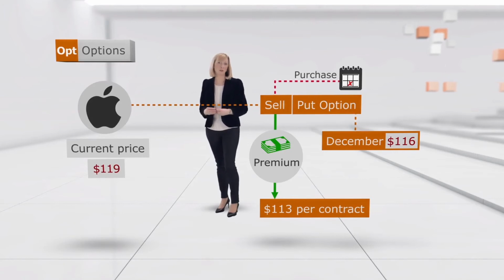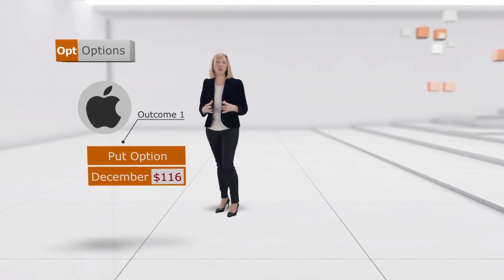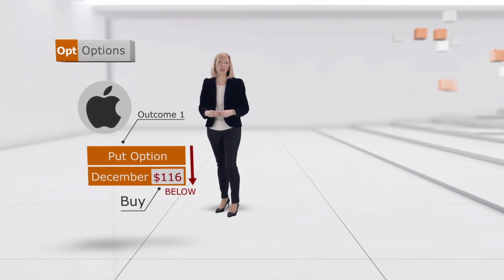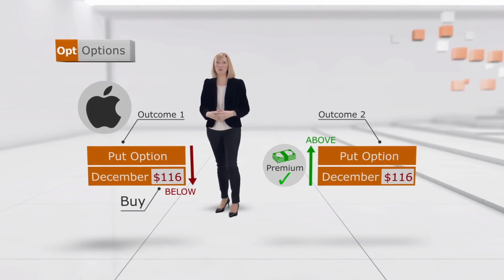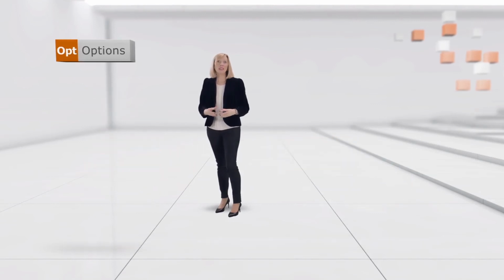Now, there are two possible outcomes to this strategy. Firstly, if the stock closes below the strike price of $116 on the day that the put option contract expires, you would be obliged to purchase the Apple shares at a price of $116. On the other hand, if the shares trade above $116 on the day that the contract expires, you will get to keep the full premium that the buyer paid you for the option, and you will not be obliged to buy the Apple shares. Many investors generate regular monthly income streams from selling put options.